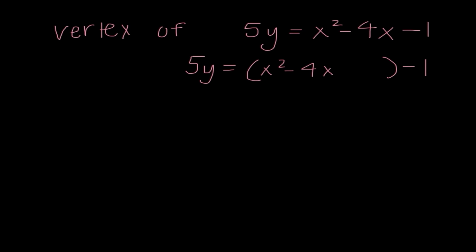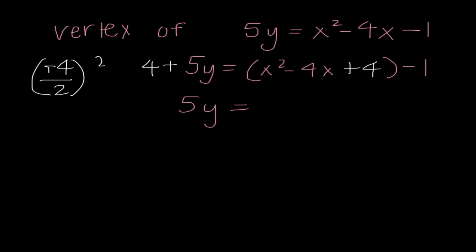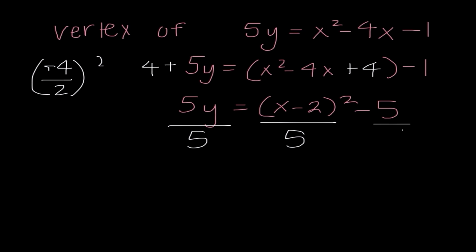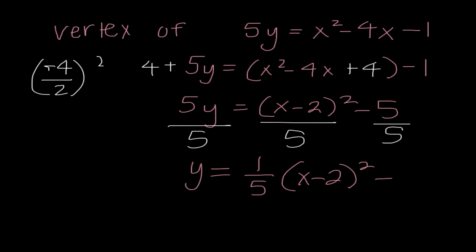So I need to figure out what I'm going to add in here to make this a perfect square trinomial. So I'm going to take -4, divide it by 2, and square it. So I'm going to add 4, which means I need to balance that by adding 4 to the other side as well. So I have 5y equals, just a reminder, when I factor this perfect square trinomial, I'm always taking this middle coefficient and dividing it by 2. So it'd become x minus 2 squared minus 5. My final step is to divide everything by 5 because I know I need to get my non-squared variable all by itself. So I get y equals 1/5 (x minus 2) squared minus 1.